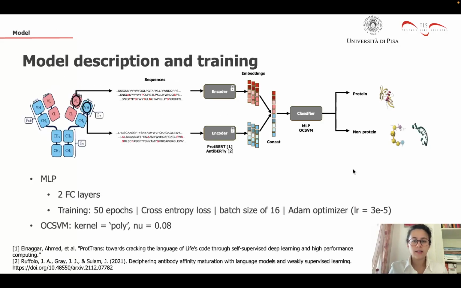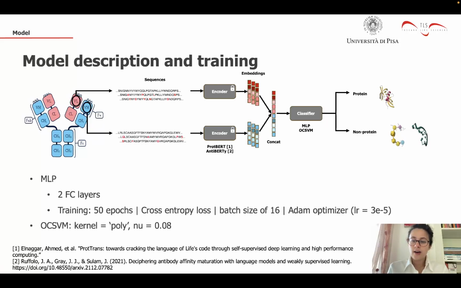So here's the model that we used. There are two encoders, and we tested ProtBERT, which is an encoder pre-trained on protein sequences, and AntiBERTy, which is an encoder pre-trained on just antibody sequences. The encoder weights were kept frozen for the training of the second part.